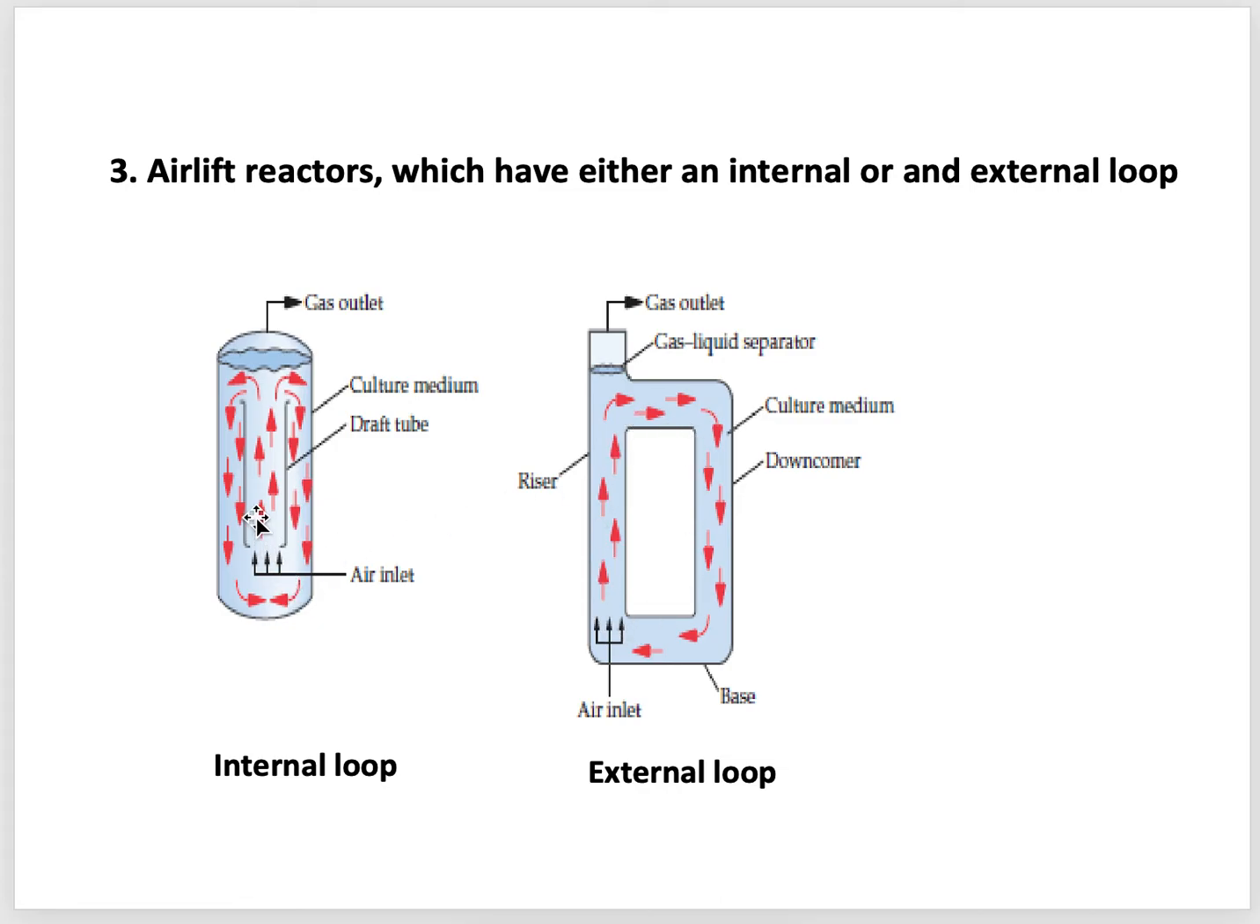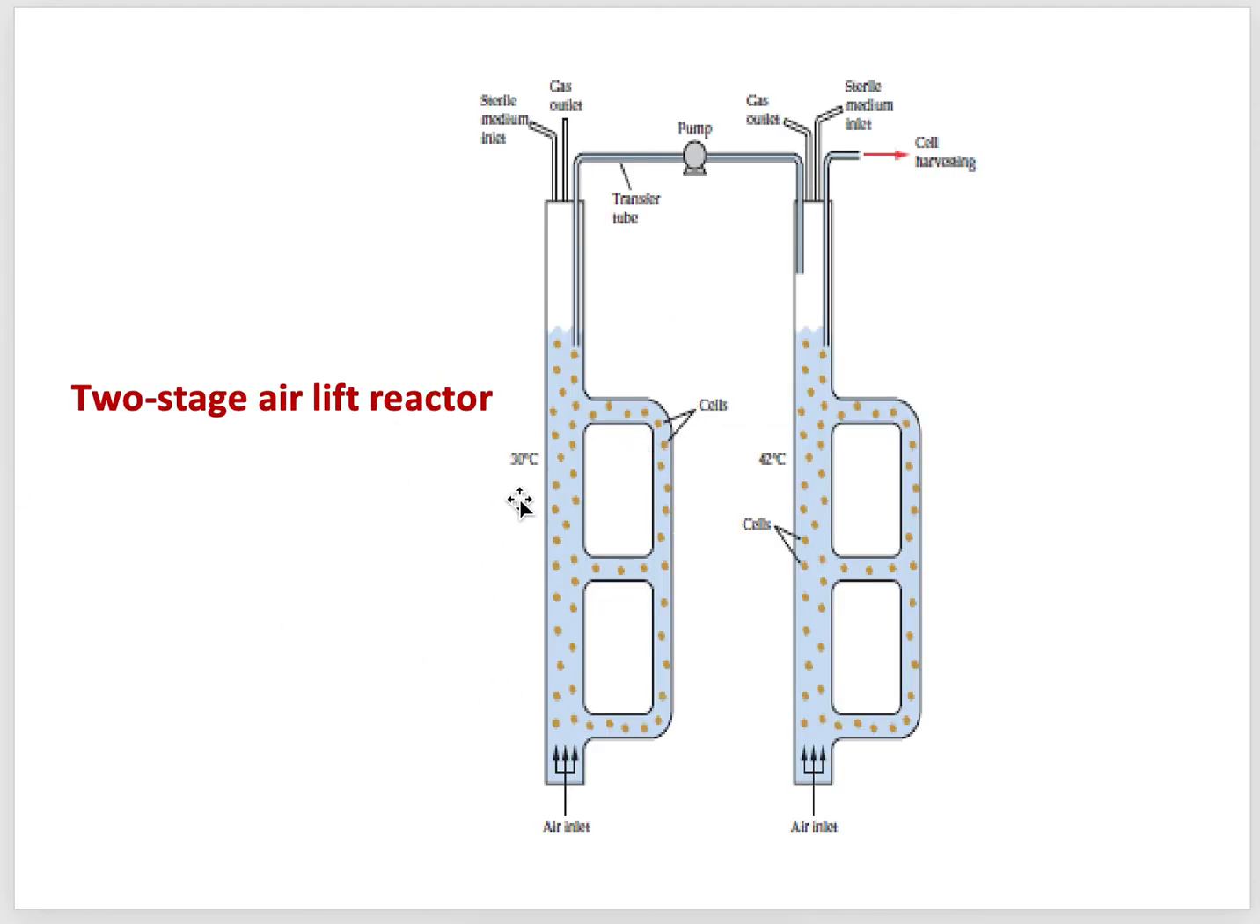In this case, the mixing is in this way within the fermenter, but in this case, the mixing is like this way externally. It creates an external loop. The external loop has some advantages over the internal loop. I'll talk about it in a later slide. First, let's have a look at this slide. The external loop types of reactors we can design in different ways, like the two-stage airlift bioreactor. It has two external loops.